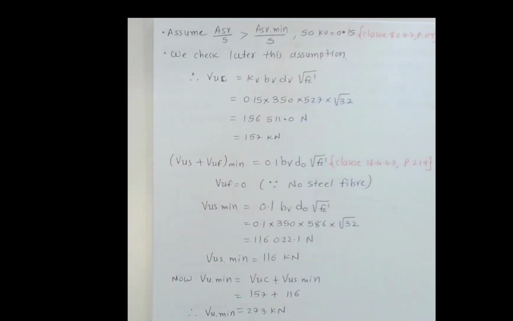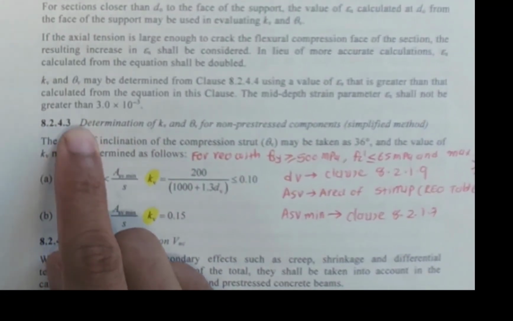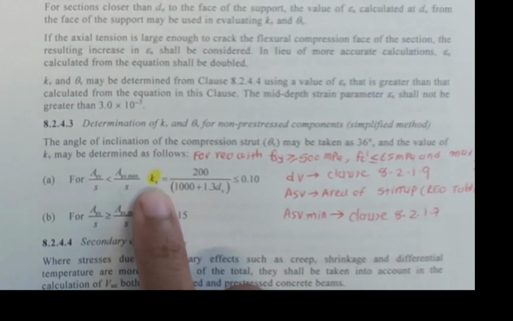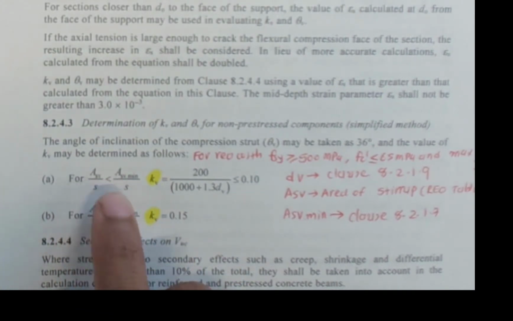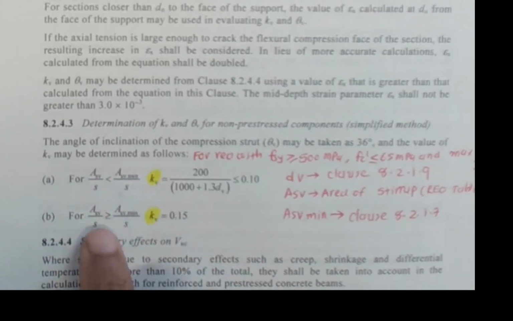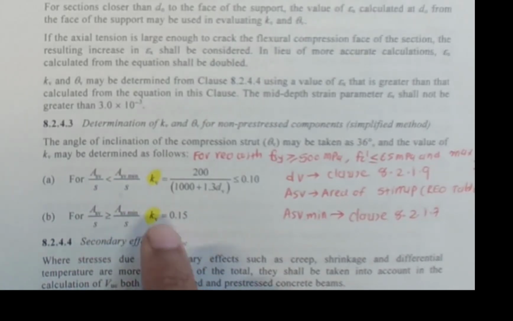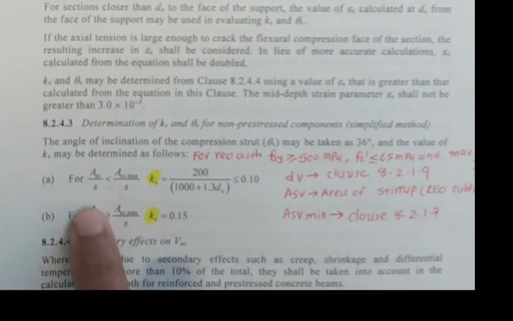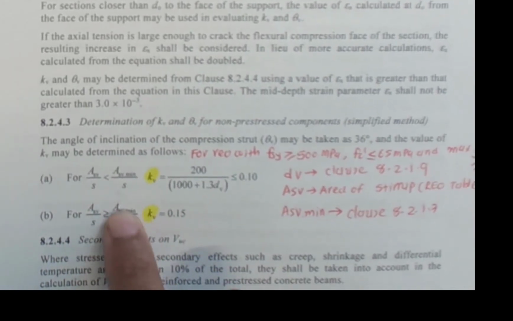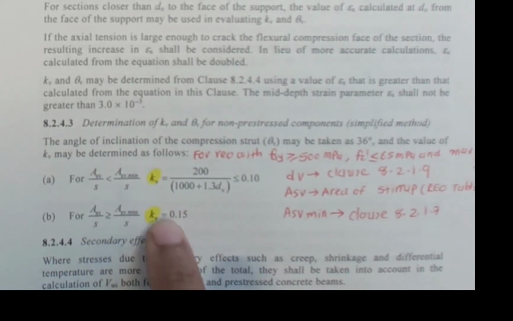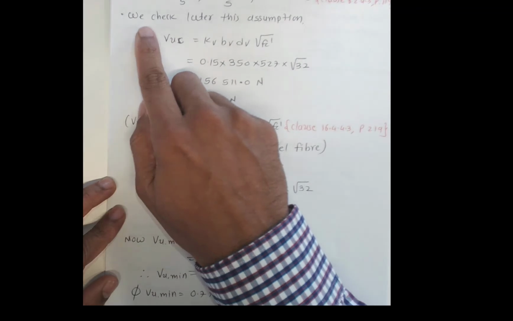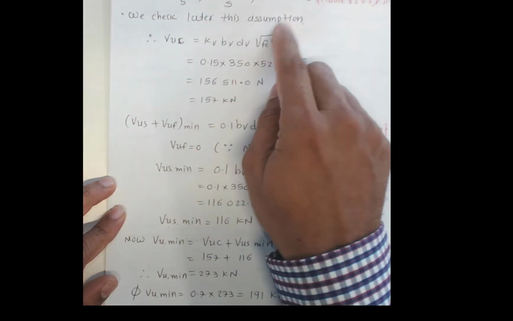So kv can be found on page 119 in clause 8.2.4.3. We have two equations: Asv less than Asv minimum, and Asv greater than Asv minimum. So we assume that our fitment area is greater than the provided Asv min. In that case, we take kv equal to 0.15. We assume that, but we will check that assumption later, whether it is valid or not.